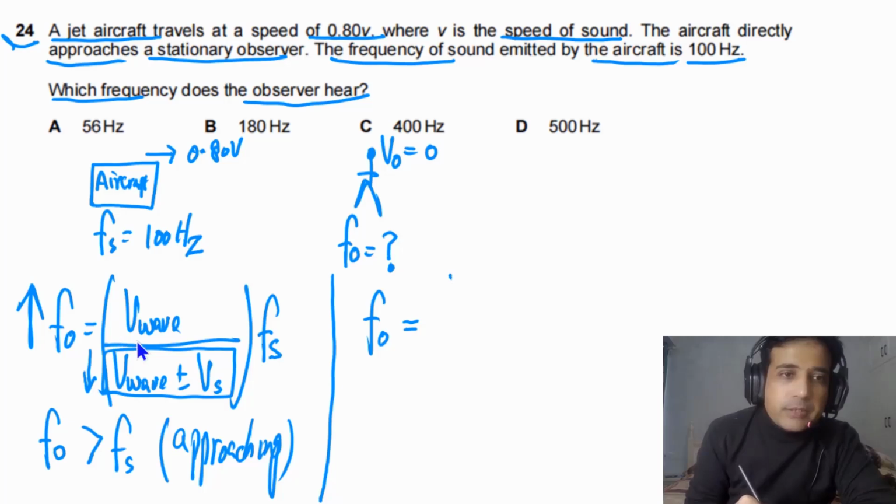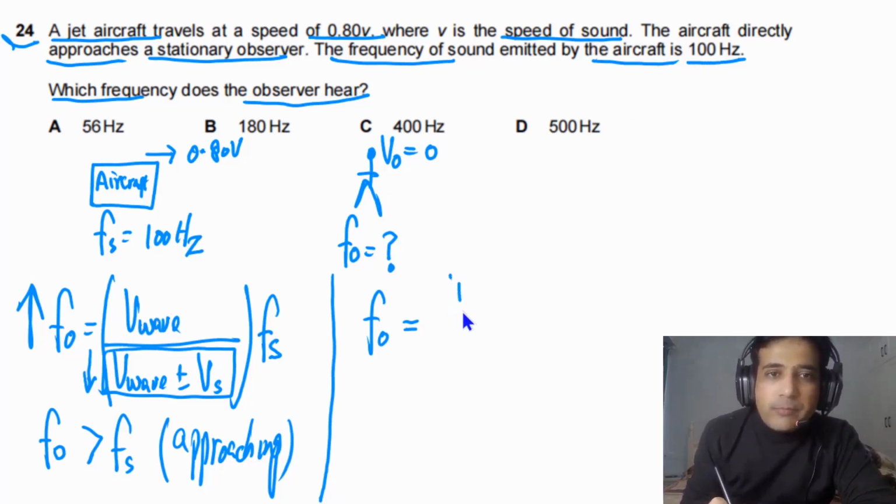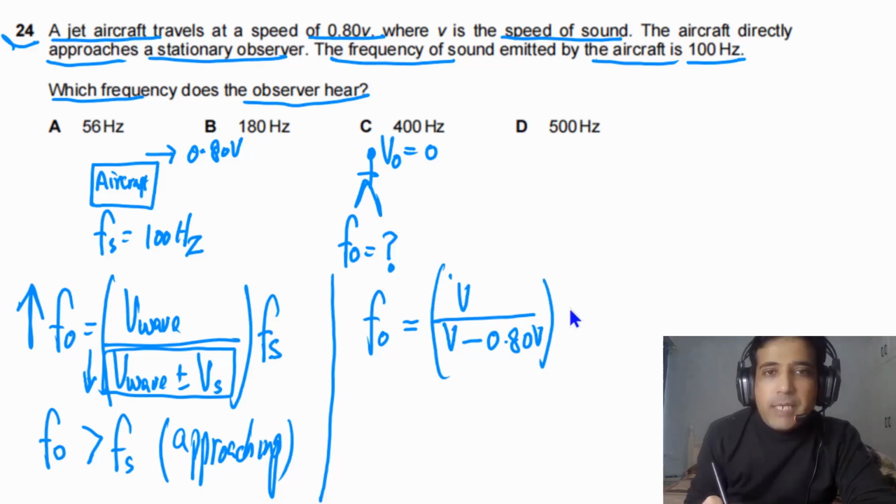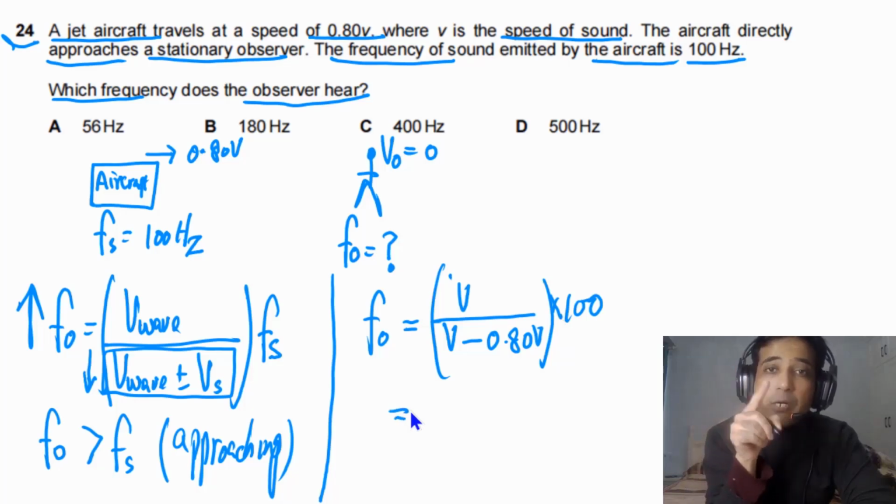We have the speed of the wave, meaning the speed of sound, that is v, and this is divided by the speed of the wave minus the speed of the source, that is 0.80 times v, and this one has to be multiplied with the frequency of the source. So this is the frequency of the source, meaning the frequency of sound emitted by the source.